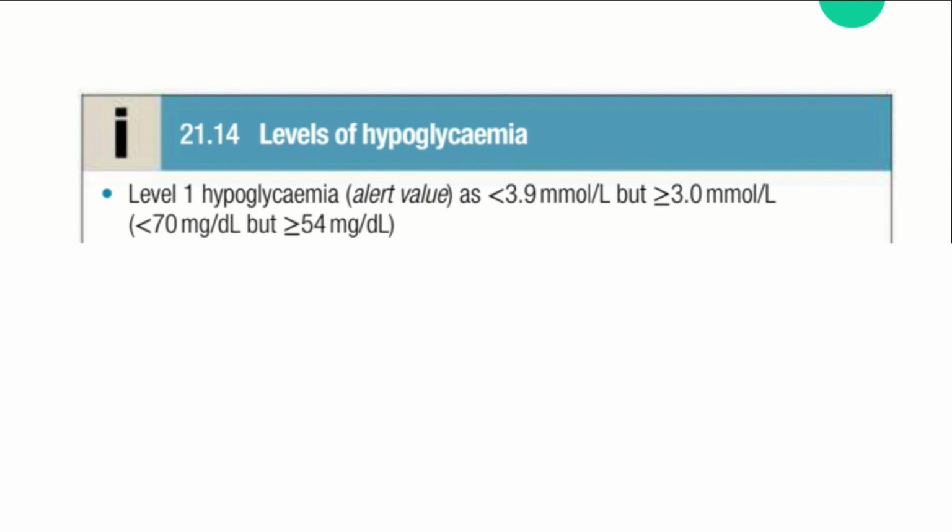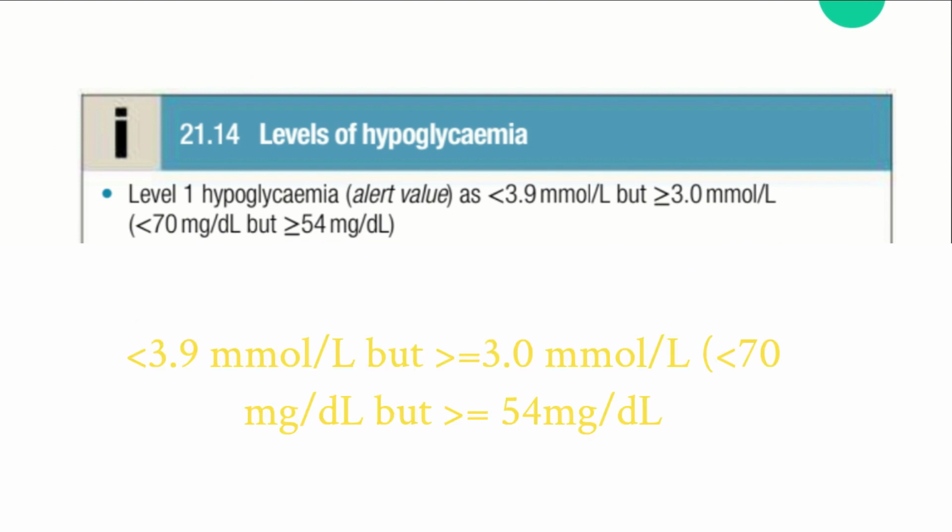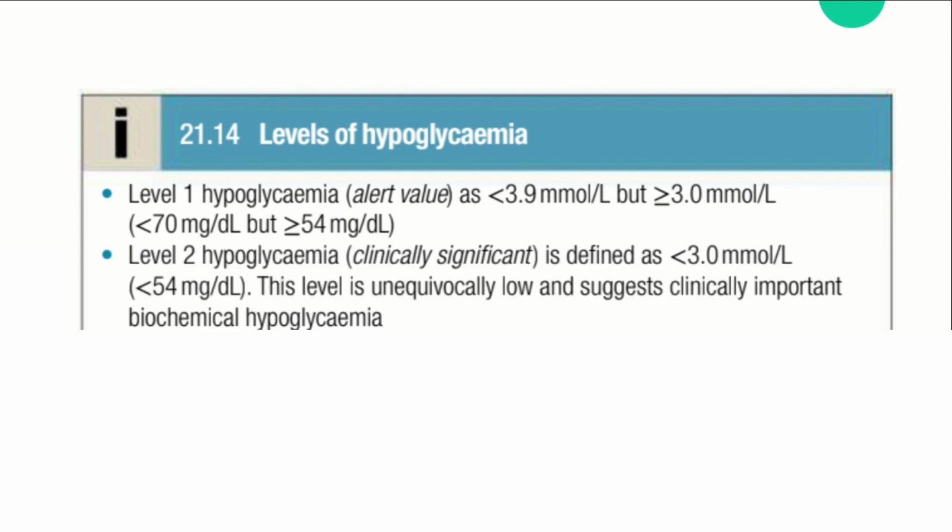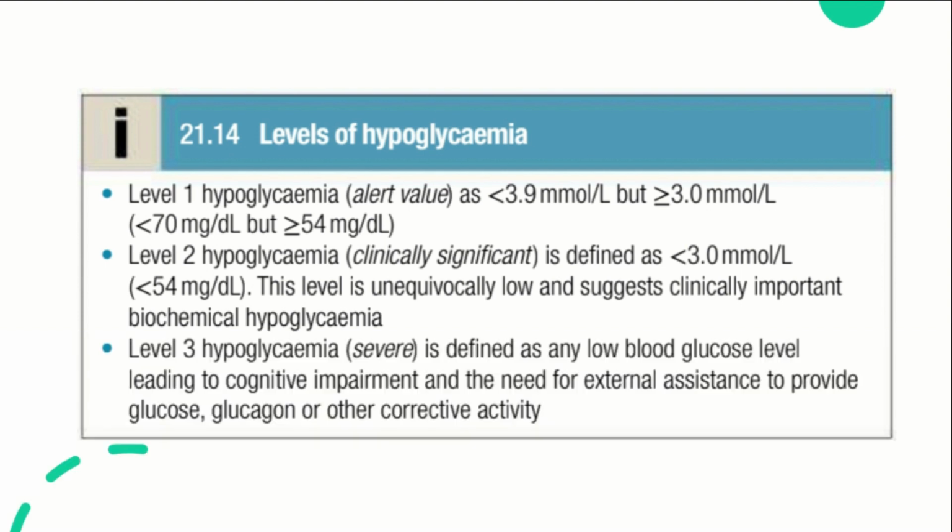Level 1 hypoglycemia, alert value, is defined as less than 3.9 millimoles per liter but greater than or equal to 3.0 millimoles per liter, that is, less than 70 milligrams per deciliter but greater than or equal to 54 milligrams per deciliter. Level 2 hypoglycemia, clinically significant, is defined as less than 3.0 millimoles per liter, that is, less than 54 milligrams per deciliter. This level is unequivocally low and suggests clinically important biochemical hypoglycemia. Level 3 hypoglycemia, severe, is defined as any low blood glucose level leading to cognitive impairment and the need for external assistance to provide glucose, glucagon, or other corrective activity.